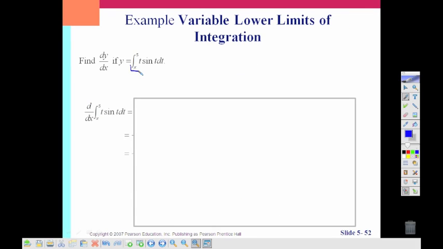In this next example, the problem is that the variable is in the wrong place. We want it to be on top.